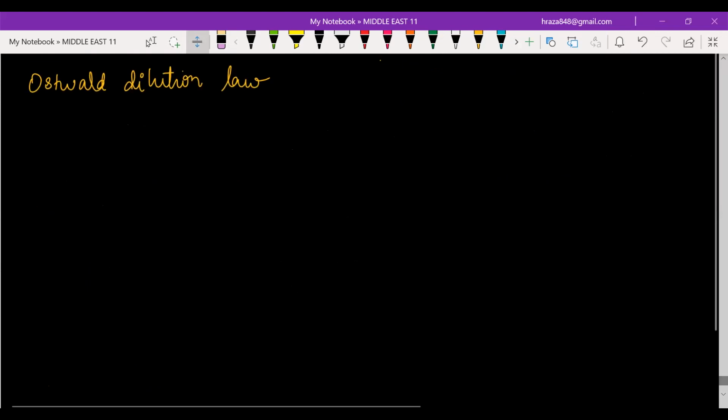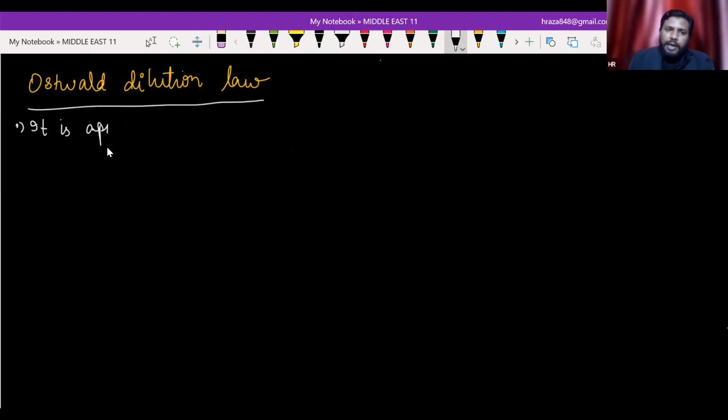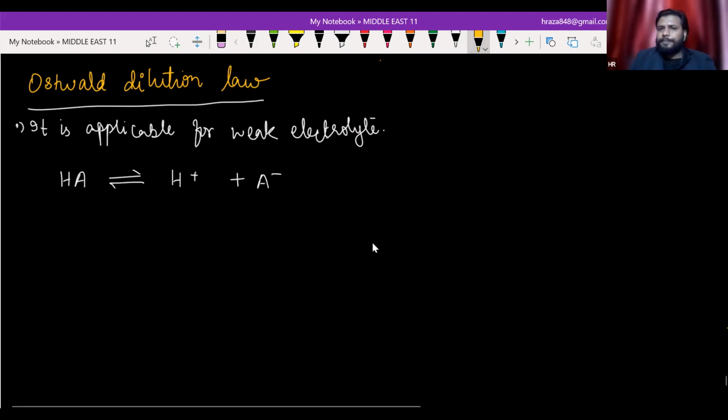Now, what is Ostwald dilution law? The first point, which is very important, is that it is applicable for weak electrolytes only. In the first lecture of ionic equilibrium, I told you what is a weak electrolyte and what is a strong electrolyte. Just suppose we have an acid. If you put it in water, it will dissociate into ions, H plus and A minus, right?